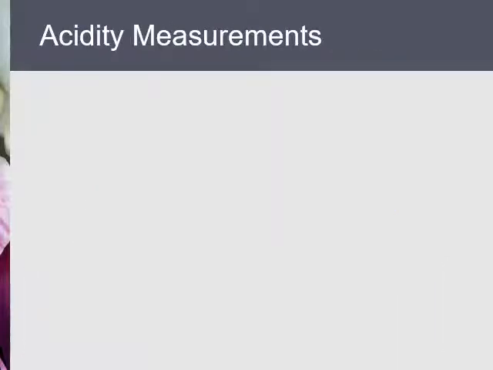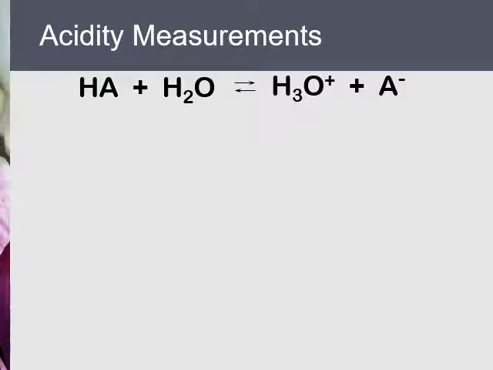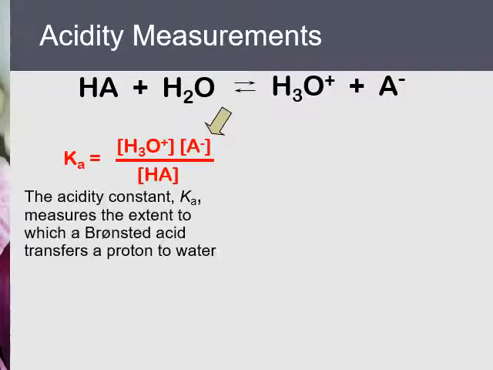How do we know if an acid is a strong acid or weak acid? We look at the Ka, which is called the acid constant. The acid constant is similar to an equilibrium constant. It's the product, hydronium ion, divided by the reactants, not including water. So the larger the Ka, the more hydronium ion is produced, the stronger the acid.